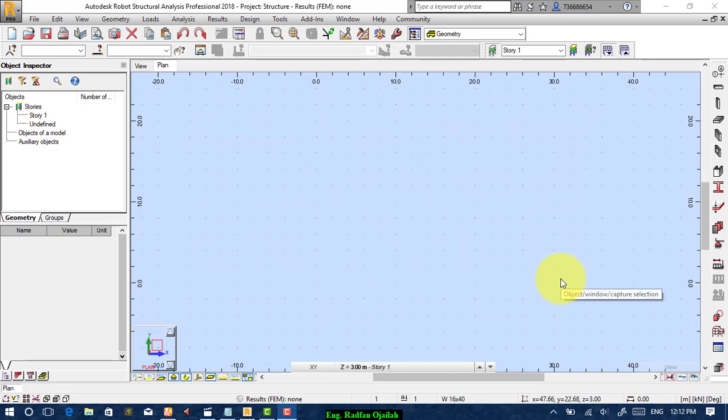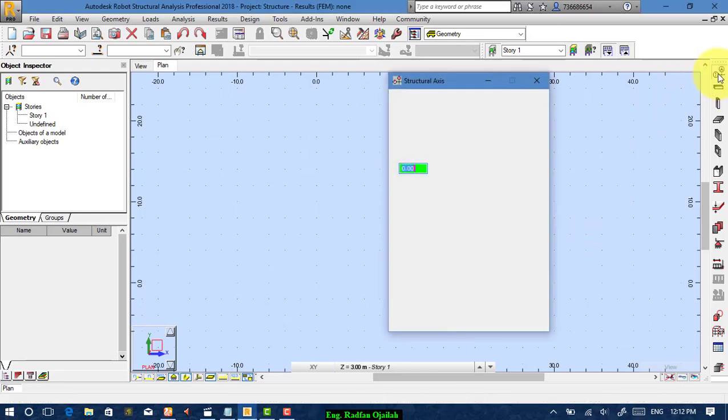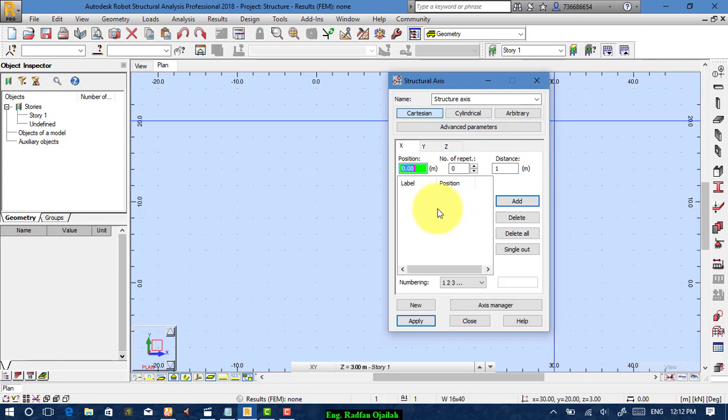Starting a model in Autodesk Robot Structural Analysis has many steps. The first step is making the grid lines. To make a grid, just press on this icon and start inserting your data. For example, let's assume that we have 5 grid lines on the x-axis and the distance between them is 5 meters, and add them. As you notice here, we have the numbering.